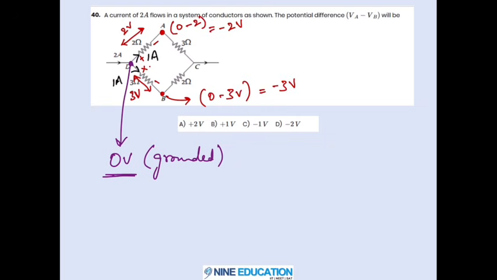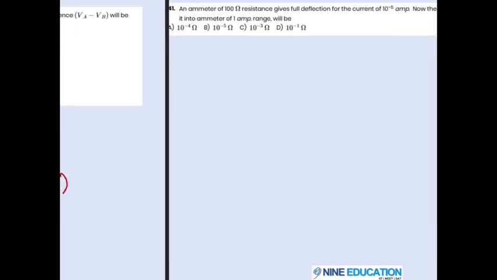Now, what is the potential difference VA minus VB? So VA minus VB is minus 2 minus of minus 3, that is 1 volt. This is the answer. Option B. Question number 40, option B. Yes, correct. Let us go to the next question.